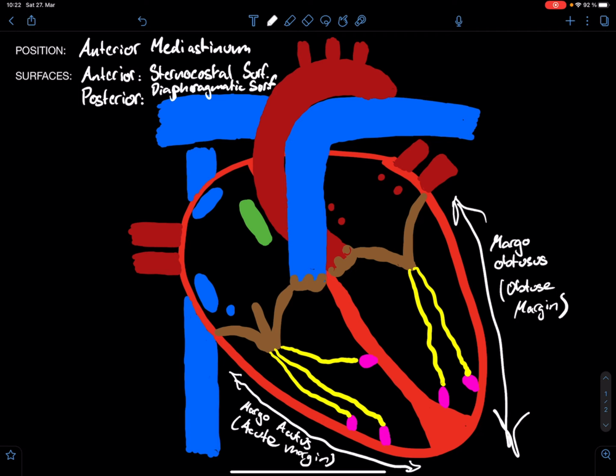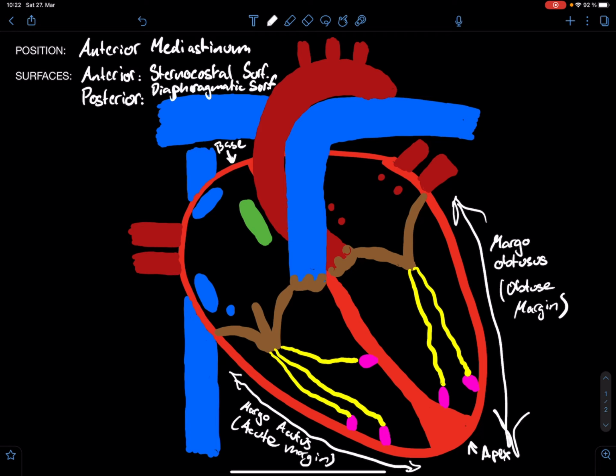Also, the heart has an apex, which is down here. The apex of the heart directs ventrally and to the left. That means forward and to the left. While it also has a base around here. The base directs dorsally and to the right. So to the back and to the right.